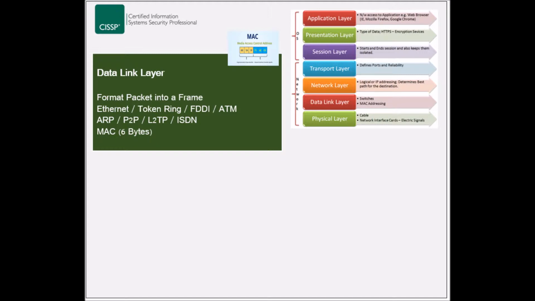The data link layer also adds source and destination addresses to the frame, and these are the hardware addresses of the physical network interface cards, commonly known as media access control, or the MAC addresses. The MAC address is a 6-byte address written in a hexadecimal notation, where the first half of it represents the vendor of the interface card, known as the organizationally unique identifier, while the second half represents a unique number given to each interface that the vendor makes.